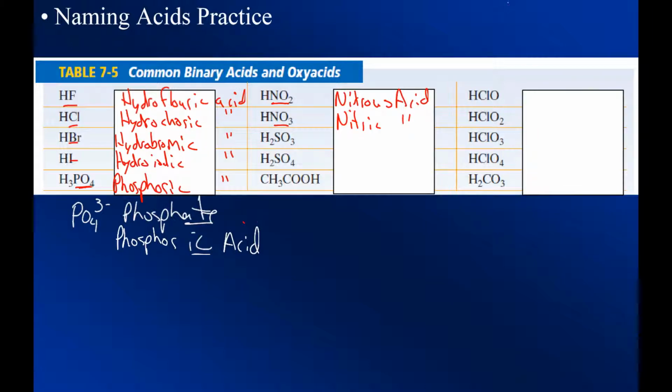Next one, we have 2 ions. That is the sulfite ion. That's the sulfate ion. So the first one is going to be sulfurous acid. The second one is going to be sulfuric acid.